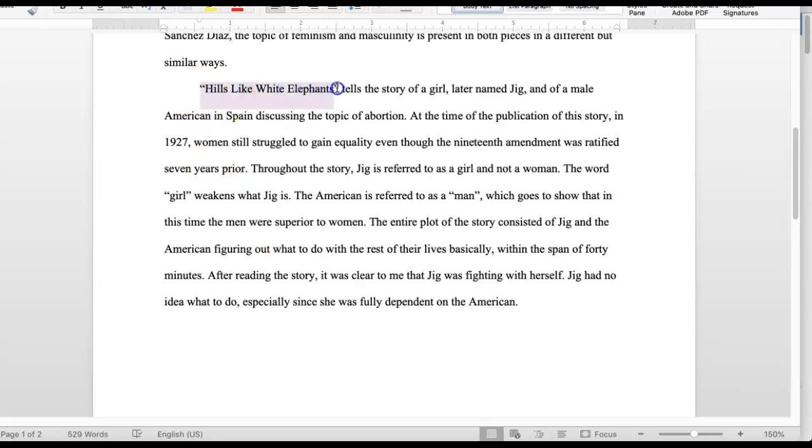And it starts with "Hills Like White Elephants" tells the story of a girl later named Jig, and of a male American in Spain discussing the topic of abortion. At the time of the publication of the story in 1927, women still struggled to gain equality even though the 19th Amendment was ratified 7 years prior. Throughout the story, Jig is referred to as a woman, as a girl and not a woman.